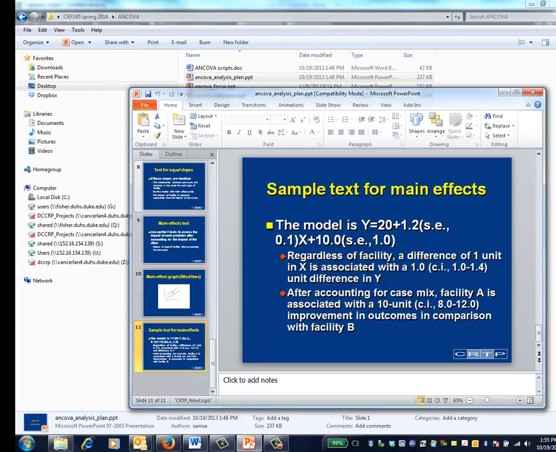The regression-like model coefficient says that, regardless of facility, when comparing two patients with a 1-unit difference in pre-rehab functional status, the patient with higher pre-rehab status is expected to have 1 unit higher post-rehabilitation functional status as well. The ANCOVA-like model coefficient, and the primary point of emphasis in the reporting, says that after accounting for differences in case mix, outcomes in Facility A are 10 units better than those in Facility B. The confidence interval ranges from 8 to 12, and all values within this interval are clinically significant. Both main effects are statistically significant, with p less than 0.01.